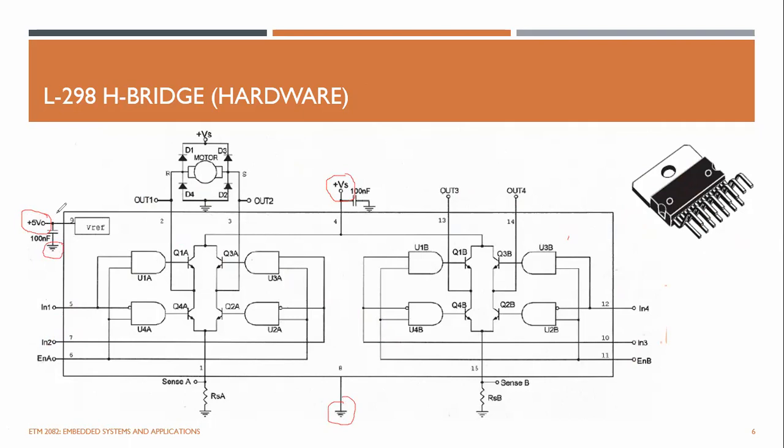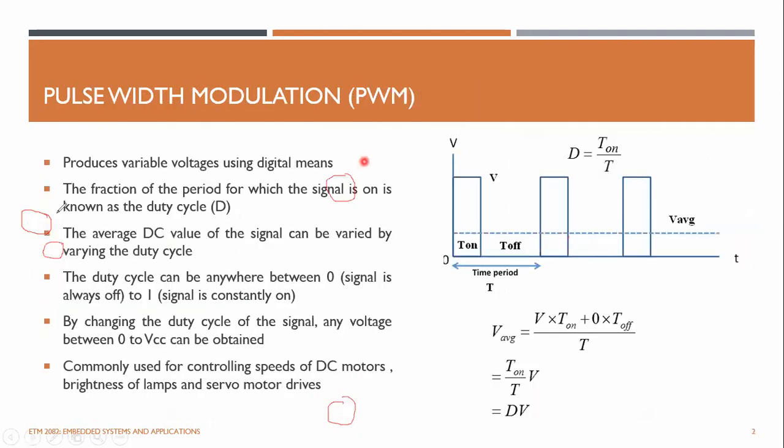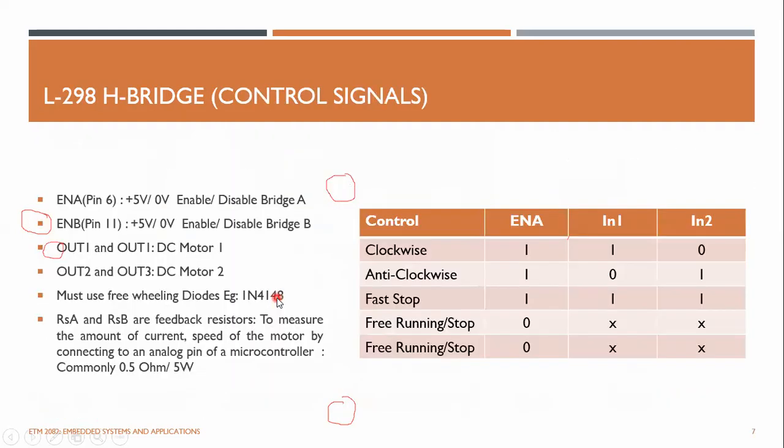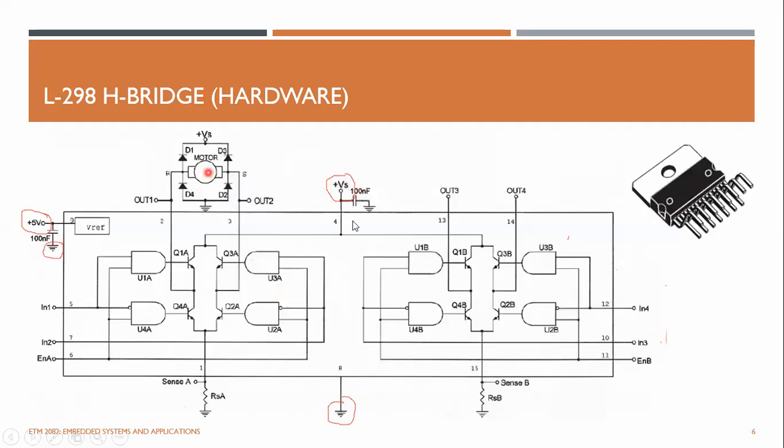Which I have explained here, right? So 5 volt to deal with the microcontroller and Vs to deal with the motor. Right, so this voltage is the motor voltage. If the motor voltage is 12 volts, you can apply 12 volts here. If the microcontroller is dealing with 5 volts, you can apply 5 volts.